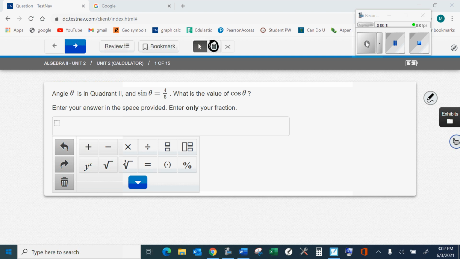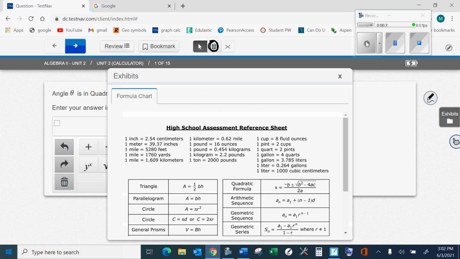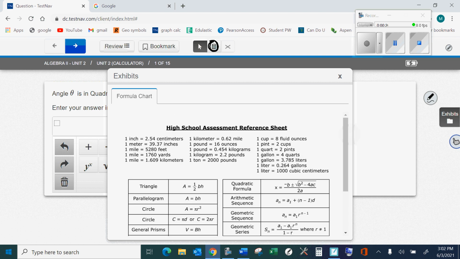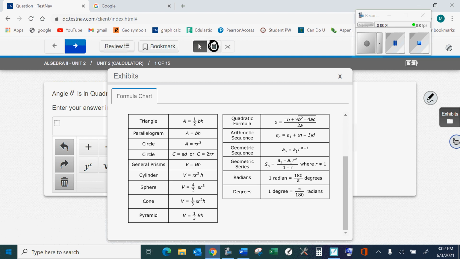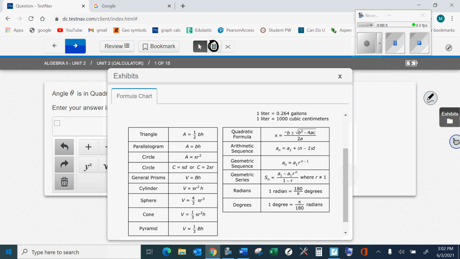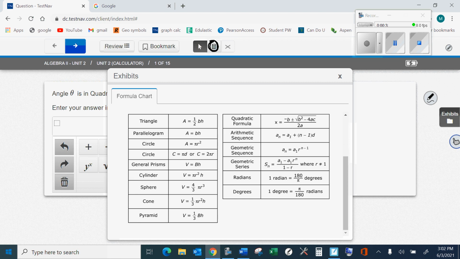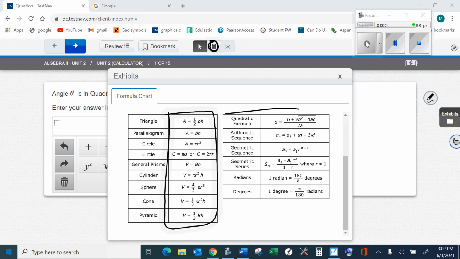Just like over here, this exhibits on the right over here is your formula sheet. Click on the exhibits, and this is the formula sheet. All Algebra 1, Geometry, and Algebra 2 get the same formula sheet right here. So some of you may need it, some of you may not. So you're talking this whole side right down here and this right here for geometry.